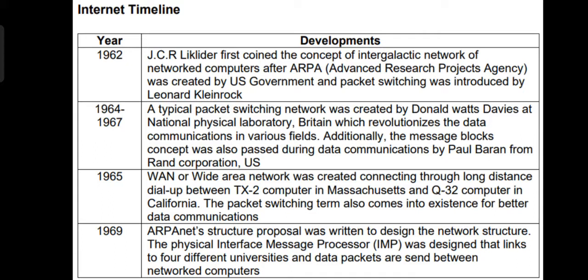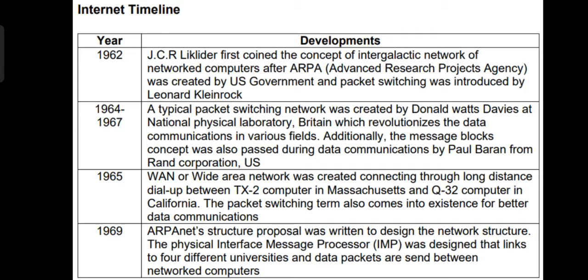Internet timeline. In 1962, J.C.R. Licklider first coined the concept of an intergalactic network of networked computers. After ARPA, or Advanced Research Projects Agency, was created by the US government, packet switching was introduced by Leonard Kleinrock. In 1964 to 1967, a typical packet switching network was created by Donald Watts Davies at the National Physical Laboratory in Britain, which revolutionized data communication in various fields.